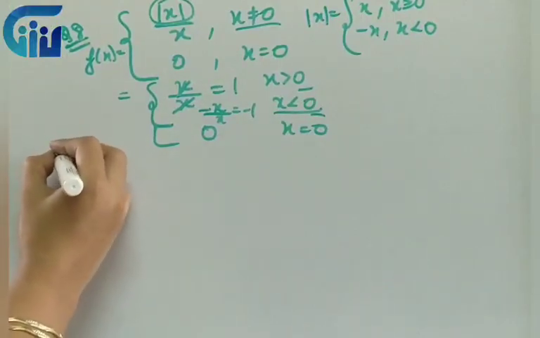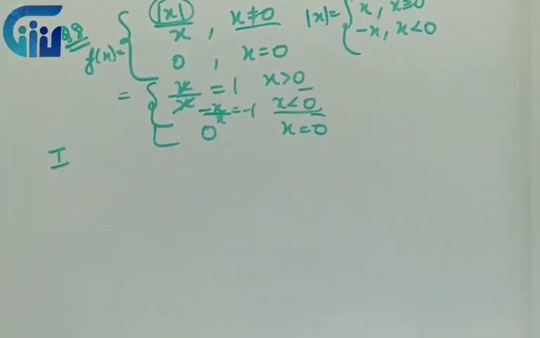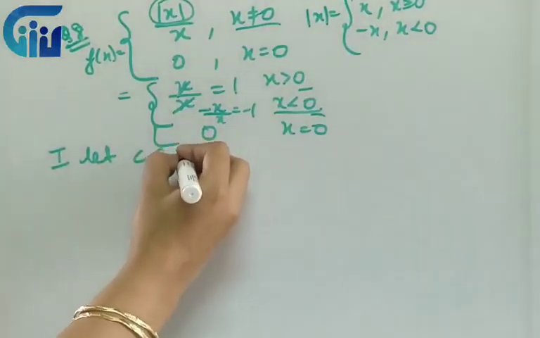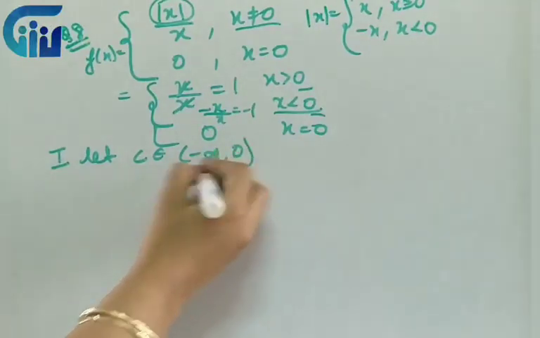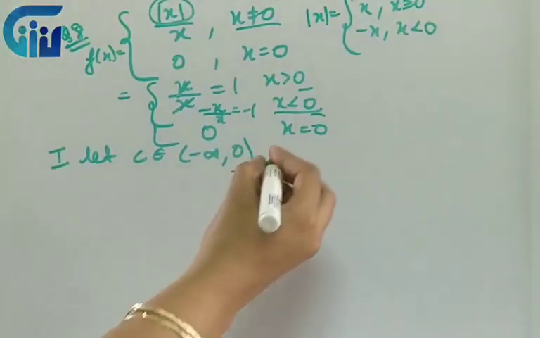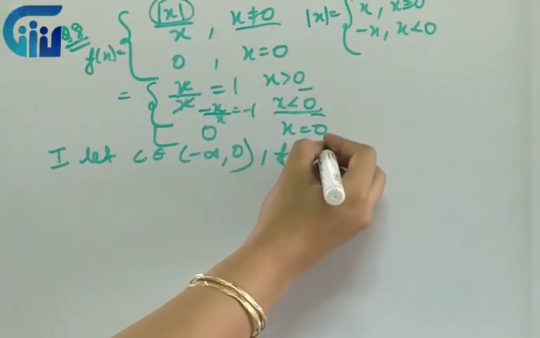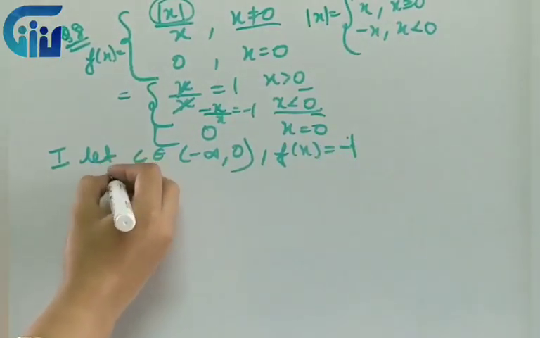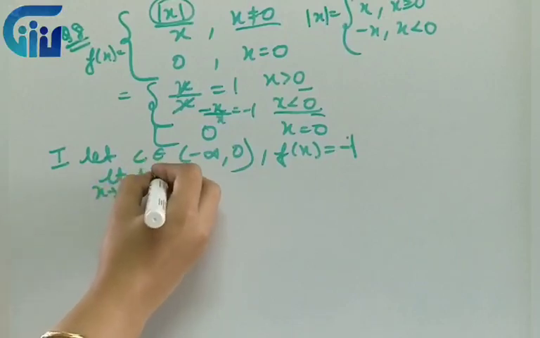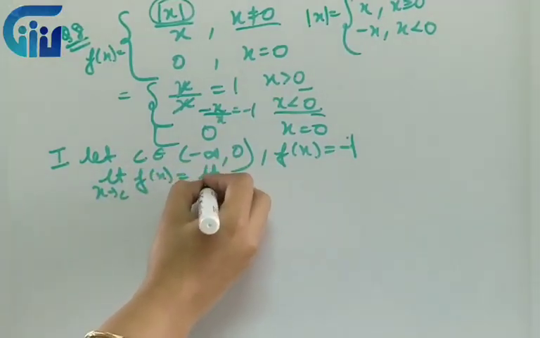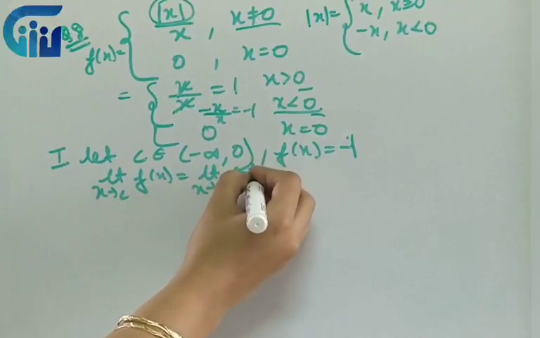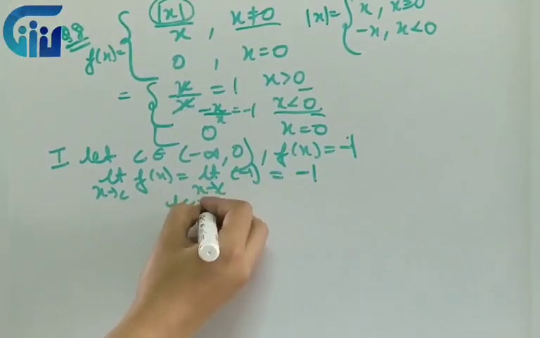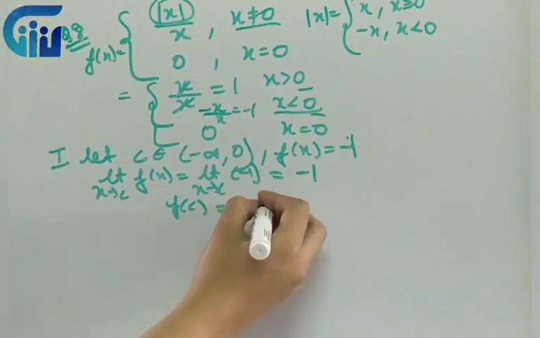So we will again have those 3 cases as we did in the previous question. We will say, let c belong to the points which are less than 0, so minus infinity to 0. For all those, f(x) is equal to minus 1. So we will again write limit x tending to c, f(x) is equal to limit x tending to c of minus 1. So it is independent of c, so it will be minus 1. Similarly, f of c will also be equal to minus 1.